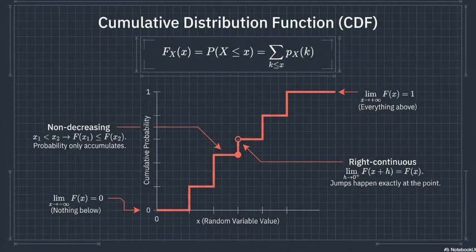And the second thing is right continuous, which means the right hand limit of F of x plus h is equal to F of x. It means jumps happen at the point, not after it. Then there is the limit, which means on both sides, nothing below and everything above. The limit as x tends to negative infinity is equal to 0, which means nothing is below, and the limit as x tends to positive infinity is equal to 1, which means everything is above.